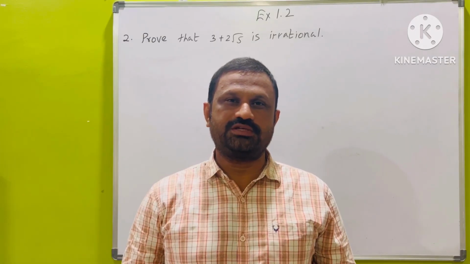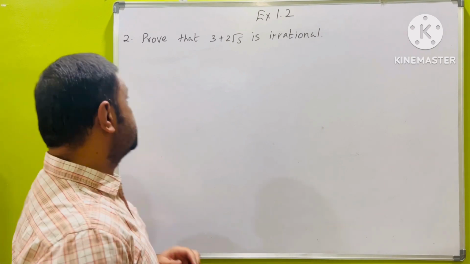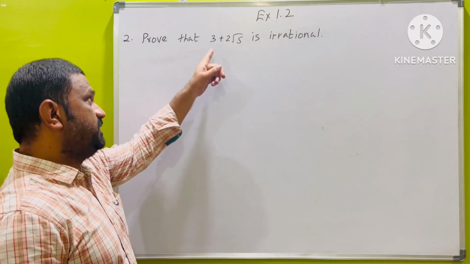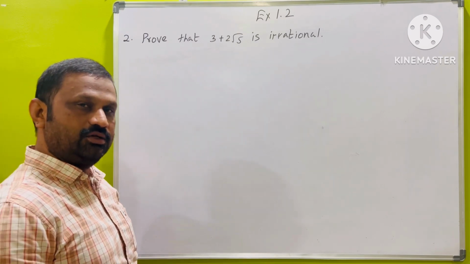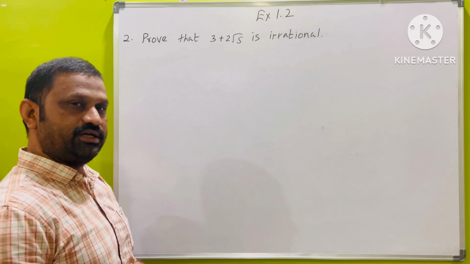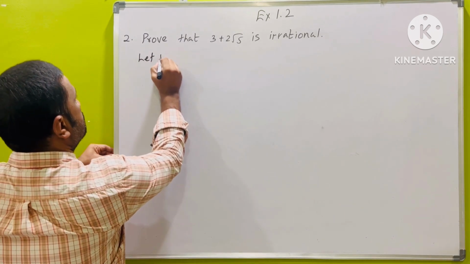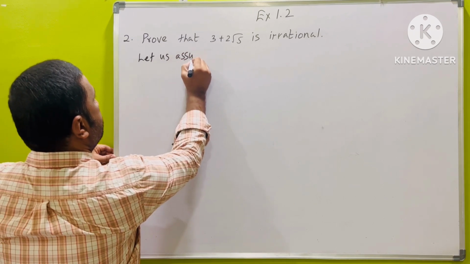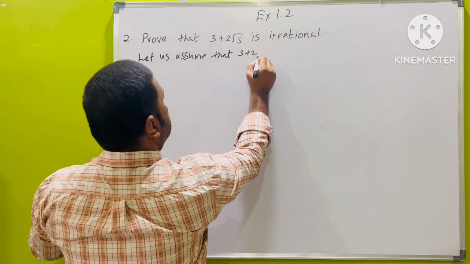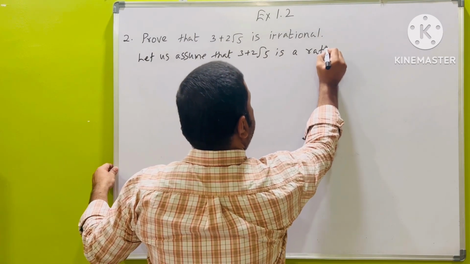Hello students, today we solve question number 2 from exercise 1.2 of first chapter real numbers. Prove that 3 plus 2 root 5 is irrational. We have to prove 3 plus 2 root 5 as irrational. Now we will use contradiction method to prove 3 plus 2 root 5 is irrational. Okay, let us solve the problem. Let us assume that 3 plus 2 root 5 is a rational number.